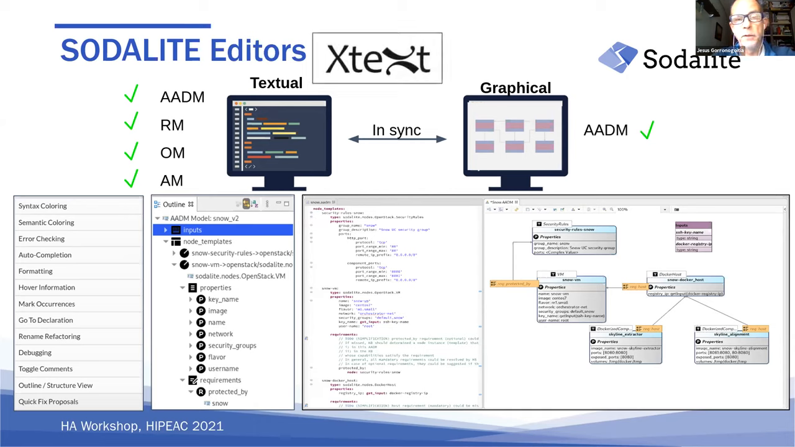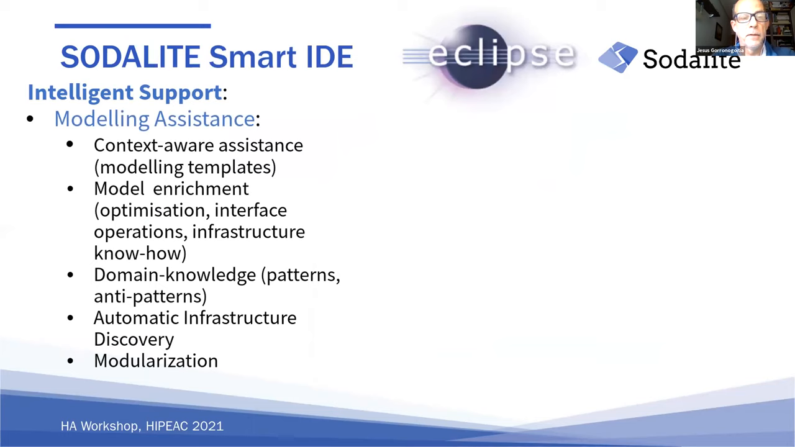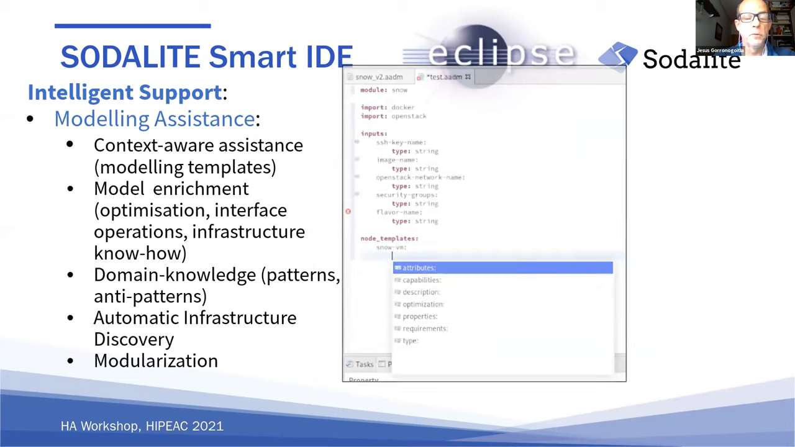As commented, the textual editor has been created with Xtext, and the graphical editor has been created by using the Sirius framework, which is a framework for creating a graphical editor for DSLs as well in the context of Eclipse. So all these editors together constitute what we call the smart IDE for Satellite, which is providing some intelligent support, in the sense of assisting the user in creating the model by providing modeling templates, by suggesting modeling entities that can be applied in a particular context. So every suggestion is context aware.